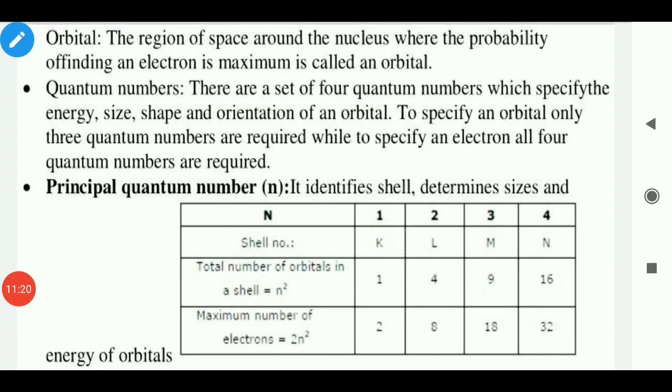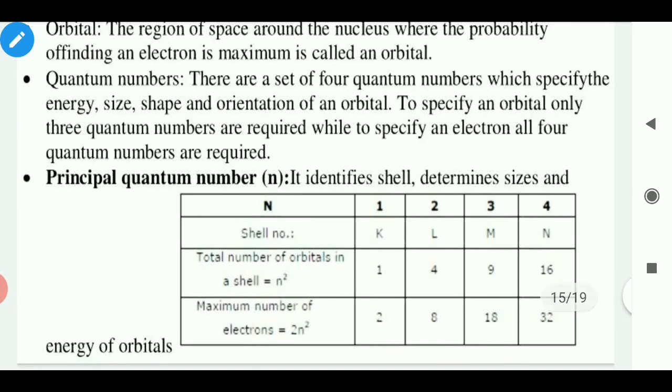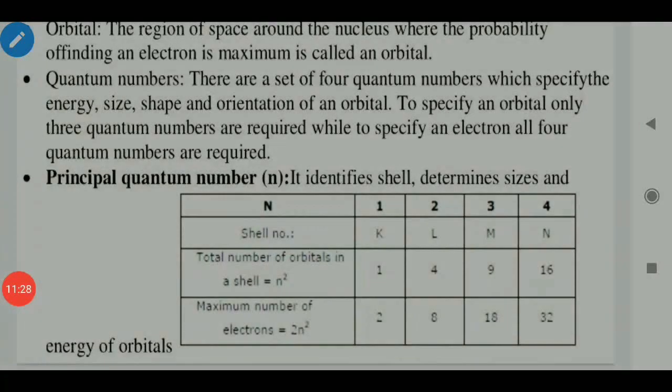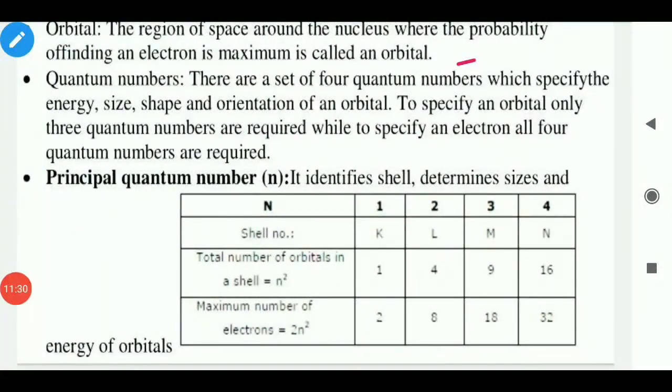Orbital. The region of space around the nucleus where the probability of finding an electron is maximum is called an orbital. Let's come to quantum numbers. There is a set of 4 quantum numbers which specify the energy, size, shape and orientation of an orbital.